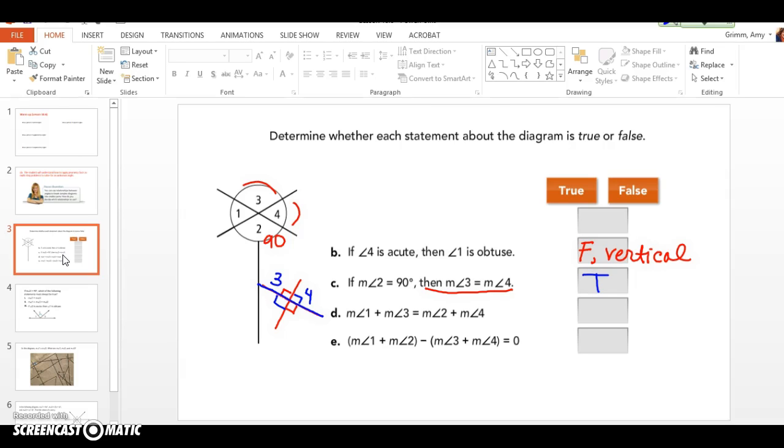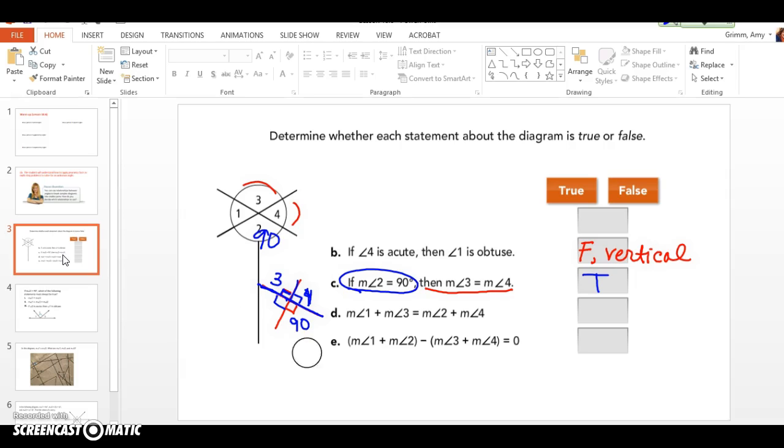Does that not make sense? No. Okay, where did I lose you? Why wouldn't they be equal? Because you don't like this picture? You have to look at what they said. If the measure of angle 2 is 90, now they're saying this is 90. Doesn't matter what the picture looks like, it's 90. That's why I redrew it. So this is the 90. That means 3, because it's vertical, would also be 90, which means this one touching it would also be 90. So now 3 and 4 would be the same.